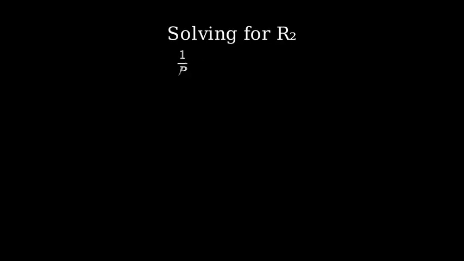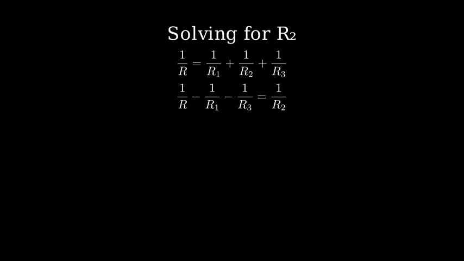Let's solve this equation for R2. We'll solve this step by step. First, let's subtract 1 over R1 and 1 over R3 from both sides of the equation. This will isolate the R2 term on the right side.